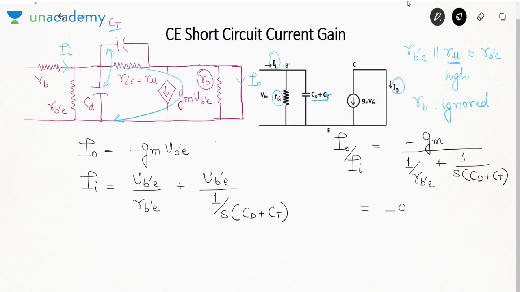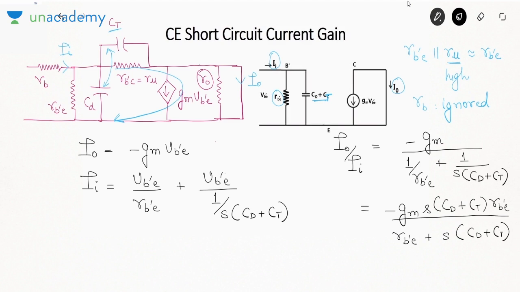So this will become minus GM, if we take the LCM, S CD plus CT RB'E over RB'E plus S CD plus CT. Okay, that is the value that I am getting. Now how to simplify this? You can simplify this by first of all writing CD plus CT equal to C. That will simplify a lot of effort.